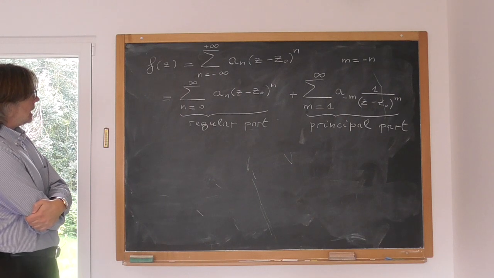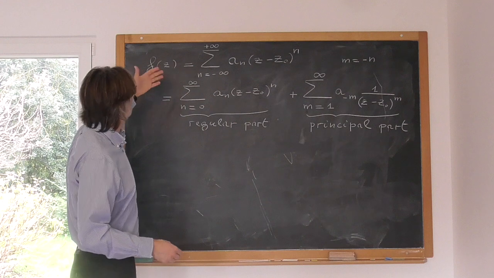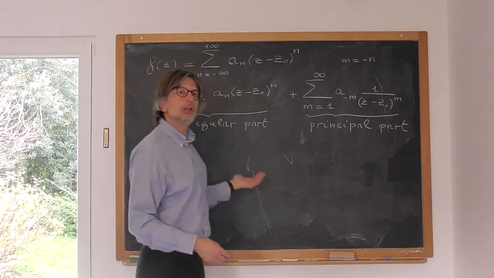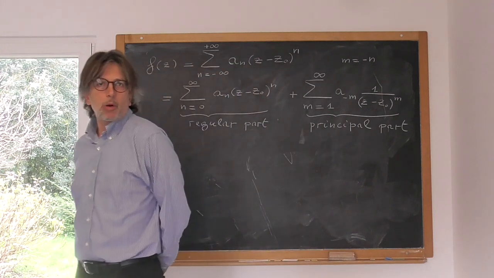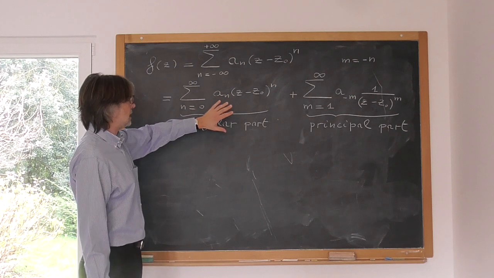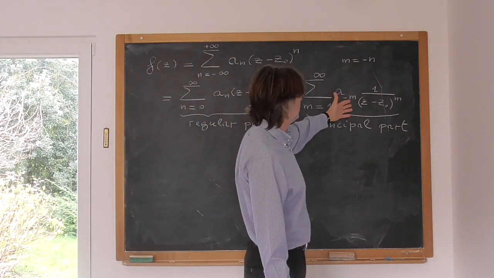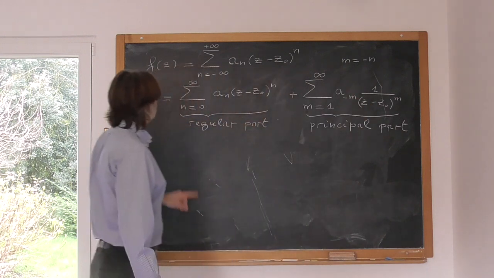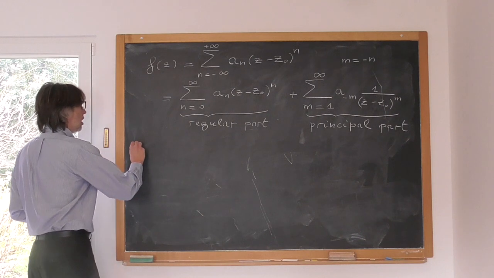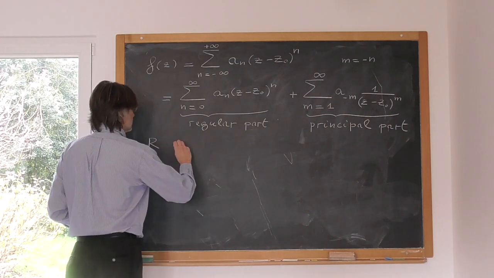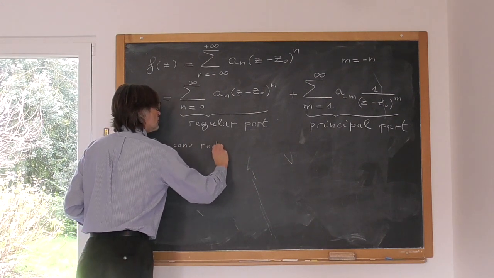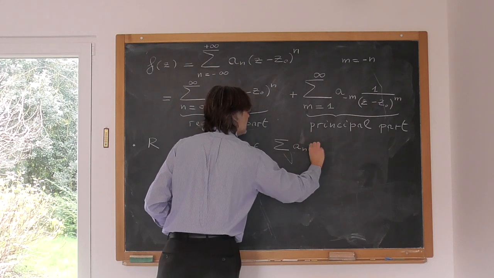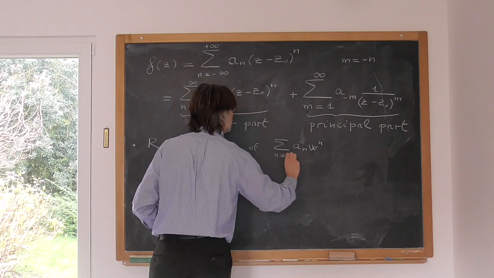What can we say about the region, the set of z for which a Laurent series converges? This is not difficult. We can just use what we know about power series. After all, the first sum is exactly a power series, and the second sum is also a power series, but not in the variable z minus z0, but in the variable 1 over z minus z0. So, if we denote by R the convergence radius of the first series, so of the series a_n w to the power n, n from 0 to infinity.